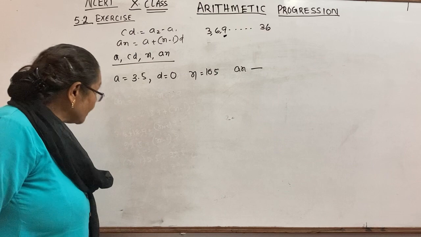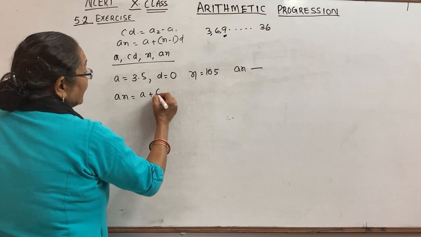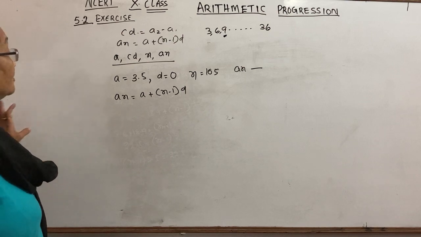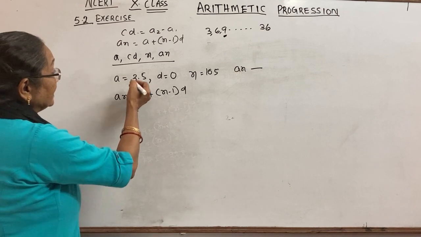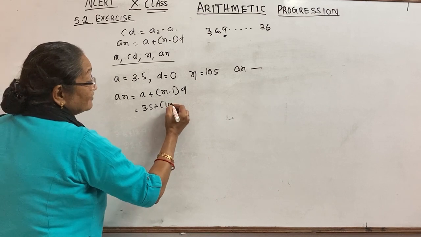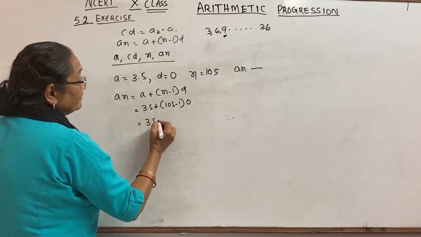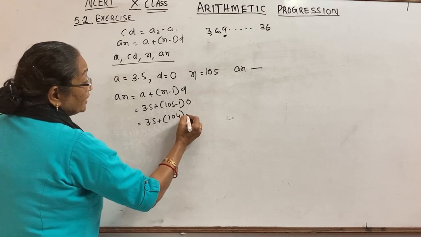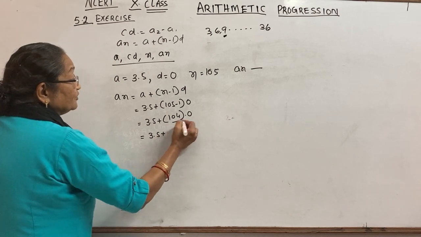Now what we shall do? Same formula. So a n equals to a plus n minus 1 into d. हमारा यही फॉर्मूला है. अभी तक तो यही तो फॉर्मूला सीख रहे हैं. तो अभी a n क्या है हमारा पता नहीं, वो दिया नहीं. a n we don't know, that's why we will not write. a is what? 3.5 plus n क्या है? n is 105 minus 1. d क्या है? 0. Then this is 3.5 plus 105 minus 1 equals to 104 into d.